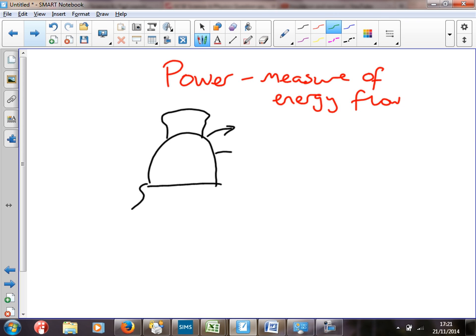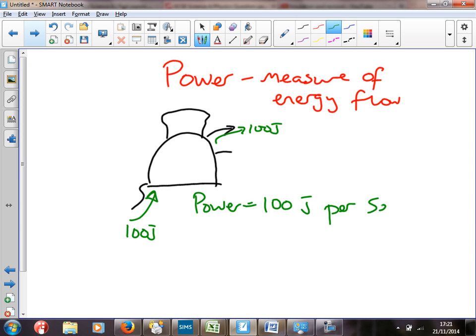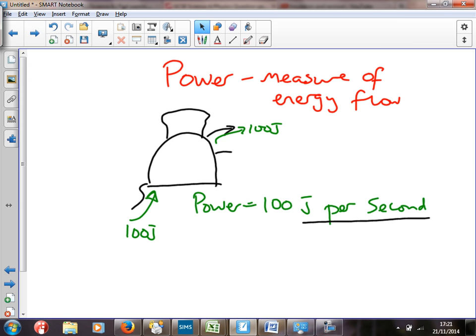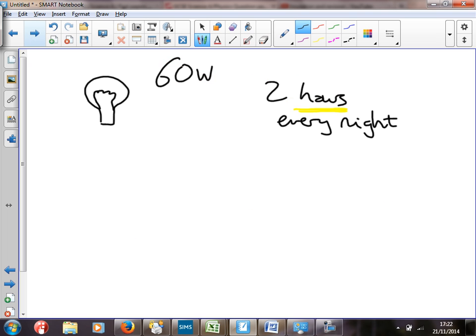Bring that back to our toaster example. If you've got, let's say, 100 joules going in, coming out every second, then that means that this thing has got a power of 100 joules per second. But that is very long-winded. Joules per second. Bit of a mouthful, that. So actually they've come up with a unit that we can use instead, which is known as the watt. So that is equivalent to 100 watts. That just means the number of joules per second. Pretty straightforward. Let's do a calculation.